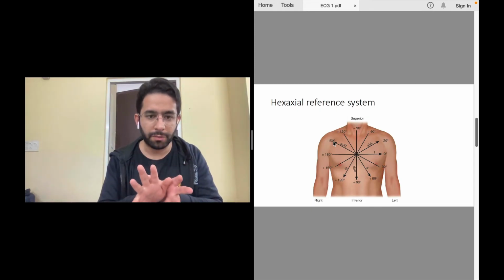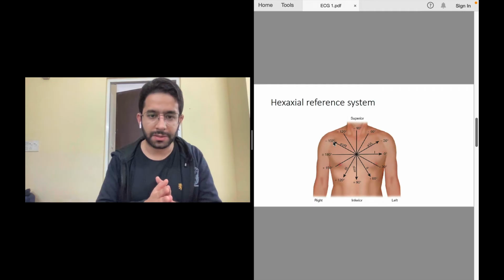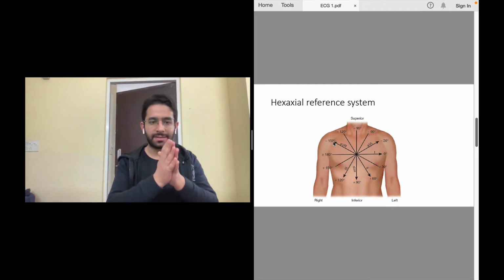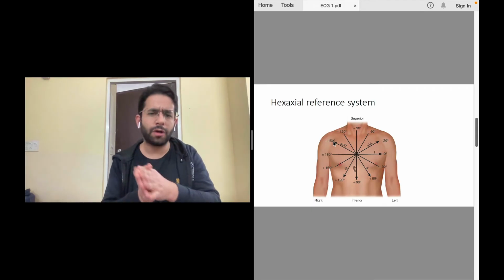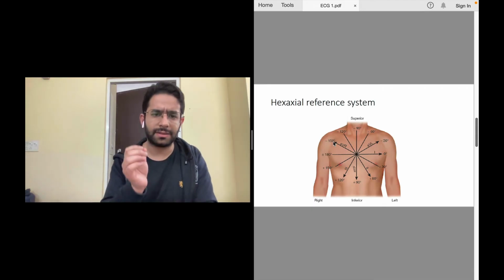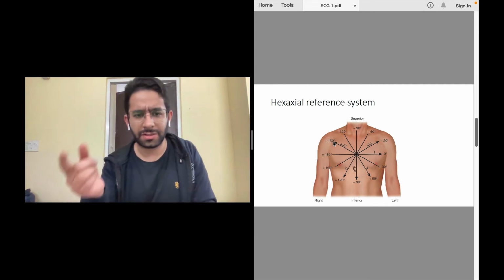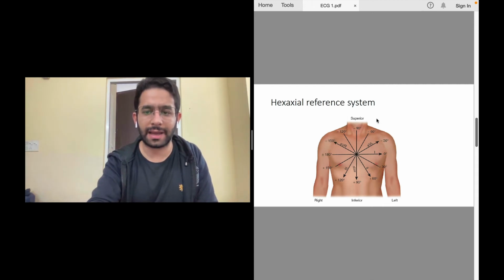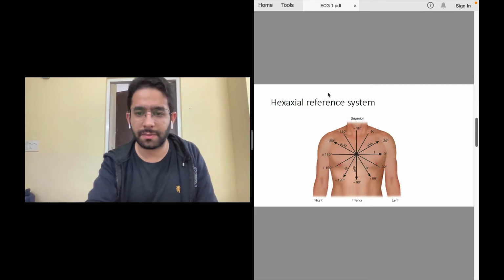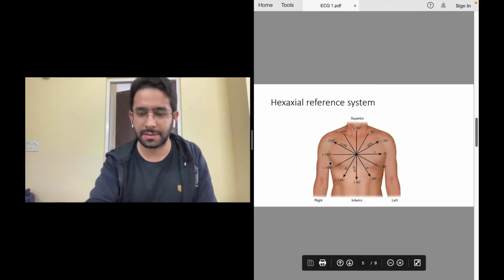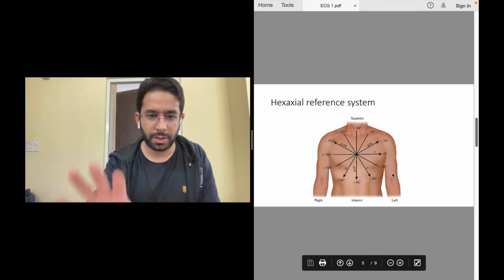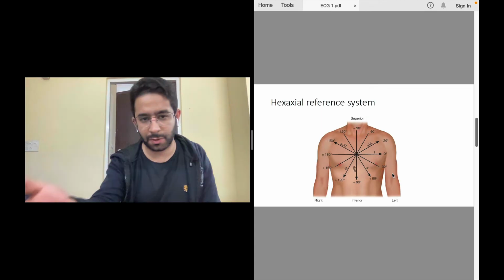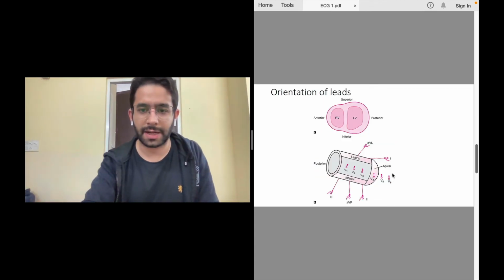And this is important because you will learn in subsequent lectures how the net electrical activity of the heart or the cardiac axis is directed in a particular direction. Or for that matter, any electrical signal arising from the heart, which direction it is directed in. You will have to interpret that with respect to these angles or these lines, these different axes that are drawn on this hexaxial reference system. So remember this, memorize this diagram. This will be helpful in all other ECG understandings.